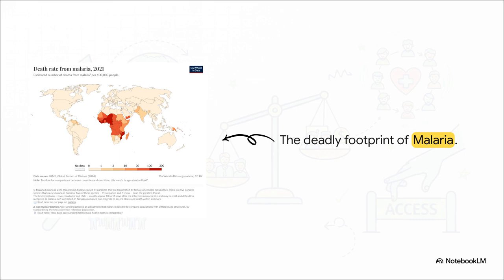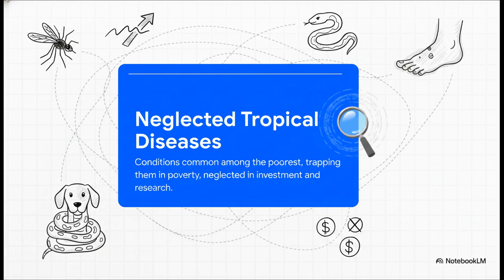So HIV, TB, and malaria. These three communicable diseases are massive drivers of that 17-year life expectancy gap we talked about. But we can't just talk about the Big Three. We absolutely have to understand neglected tropical diseases, or NTDs.